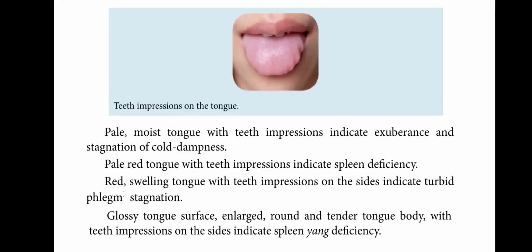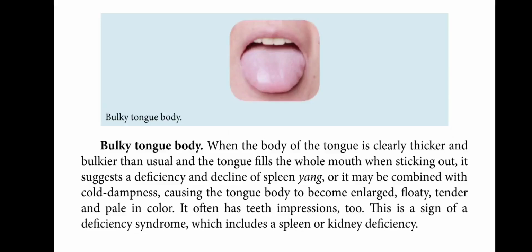Pale, moist tongue with teeth impressions indicates exuberance and stagnation of cold dampness. Pale red tongue with teeth impressions indicates spleen deficiency. Red, swelling tongue with teeth impressions on the sides indicates turbid phlegm stagnation. Glossy tongue surface, enlarged, round, and tender tongue body with teeth impressions on the sides indicates spleen yang deficiency.